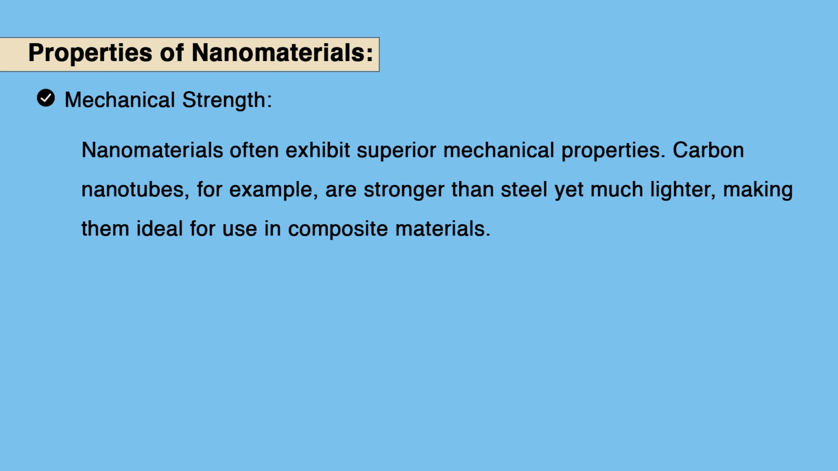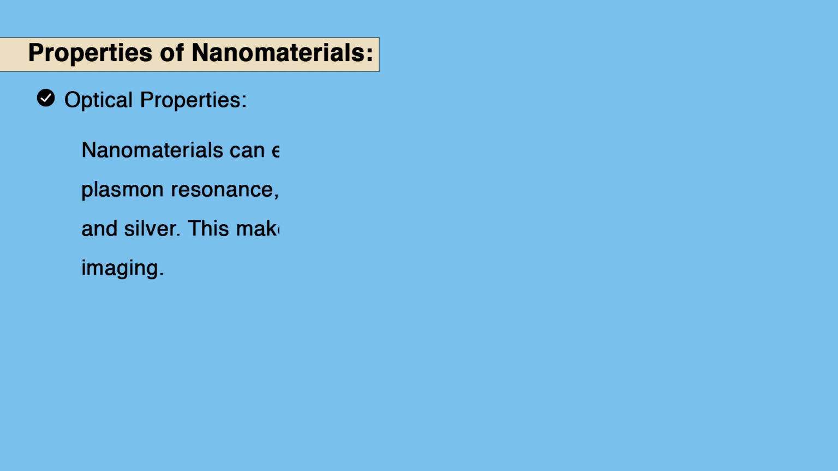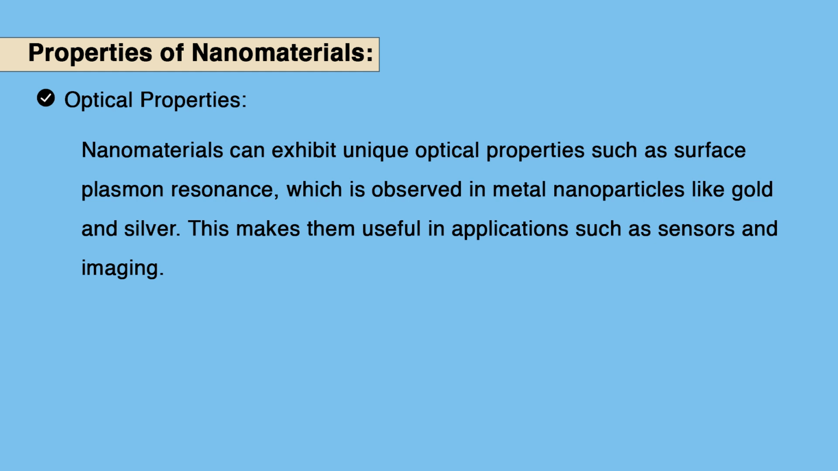Third is mechanical strength. Nanomaterials often exhibit superior mechanical properties. Carbon nanotubes, for example, are stronger than steel yet much lighter, making them ideal for use in composite materials. Fourth one is optical properties. Nanomaterials can exhibit unique optical properties such as surface plasmon resonance, which is observed in metal nanoparticles like gold and silver. This makes them useful in applications such as sensors and imaging.